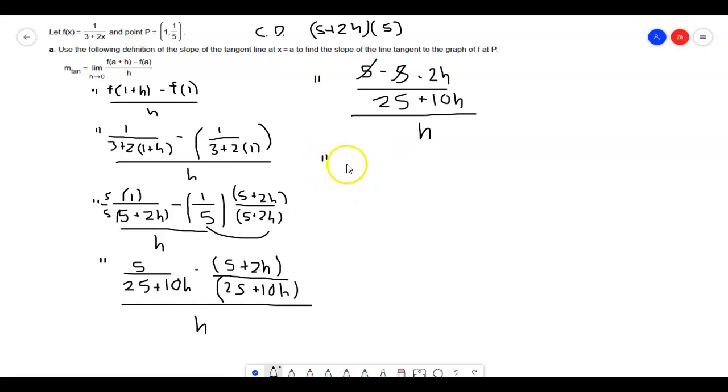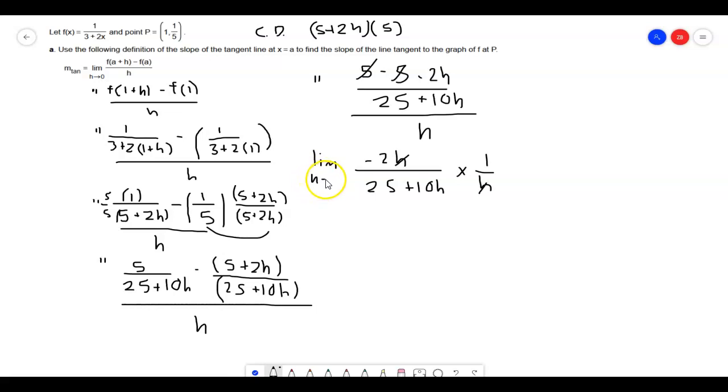So the limit as h approaches 0 of minus 2h all over 25 plus 10h, and instead of dividing by h, I'm going to multiply by 1 over h. This h will cancel out with this h. And that should be enough to get us a working limit. So let me write it in this time, so we can try to evaluate it at this point and get something other than the indeterminate 0 over 0 form.